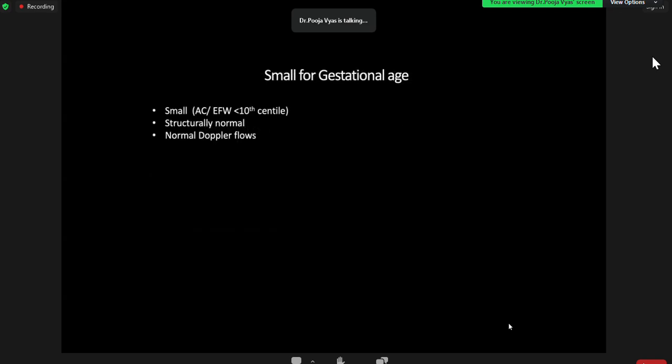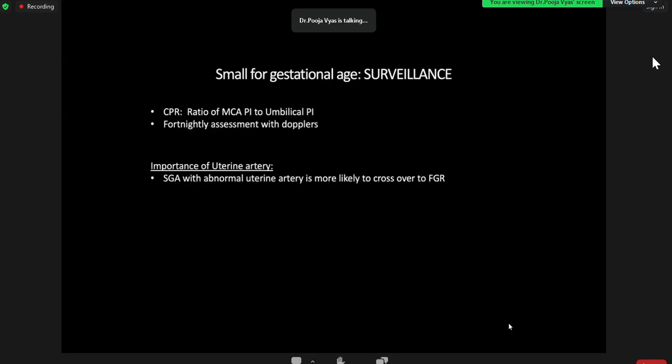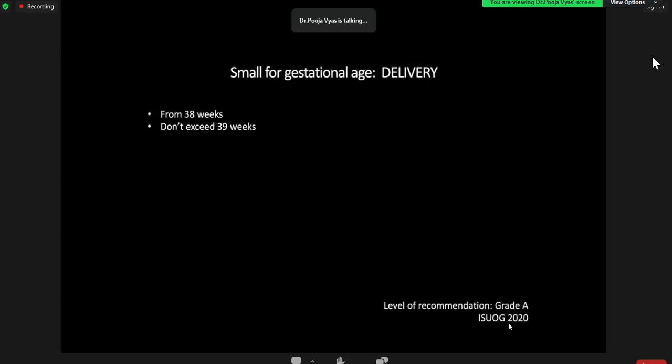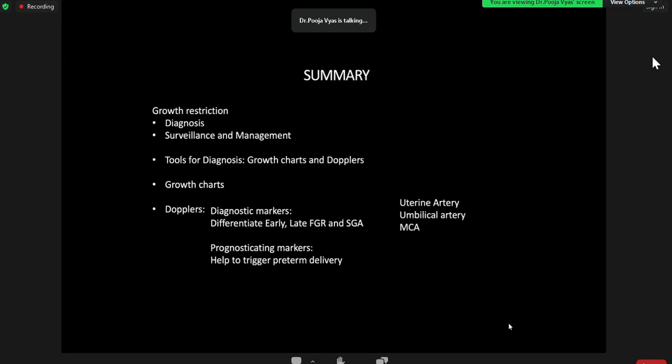Now, what is small for gestational age? Where the fetus is less than 10th centile, structurally normal, and shows normal Doppler flows. And in these cases, if the uterine artery is showing abnormal flow, the chances are very high that it will cross over to FGR, and we follow small for gestational age fetuses fortnightly. Now, when do we deliver small for gestational age fetuses? Generally between 38 to 39 weeks.